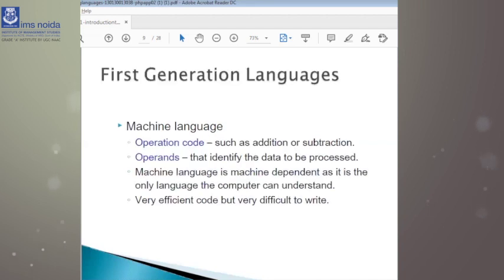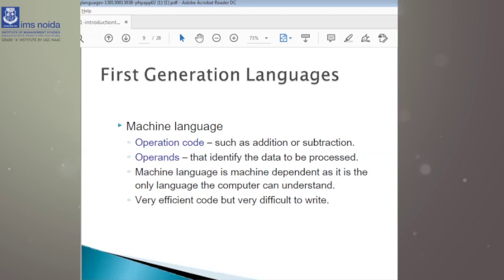First generation language is called the machine language, right? The first generation programming language is also called a low level programming language because it was used to program the computer system at a very low level of abstraction, that is, at the machine level. The machine language, also referred to as the native language of the computer system, is the first generation programming language. In the machine language, a programmer only deals with binary numbers, right?